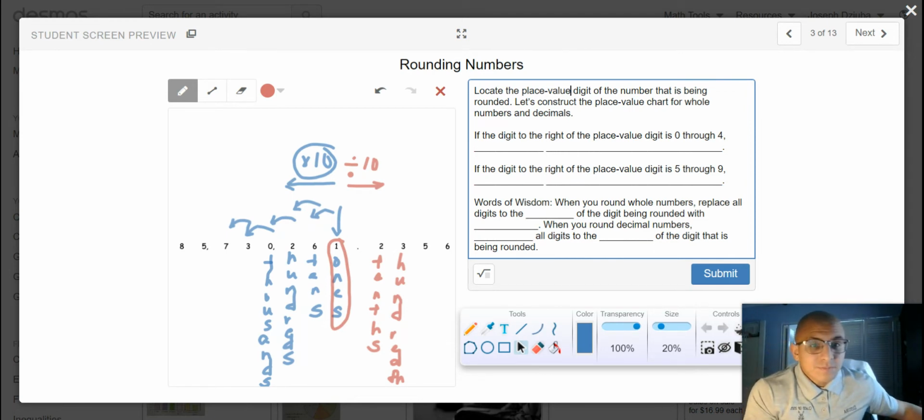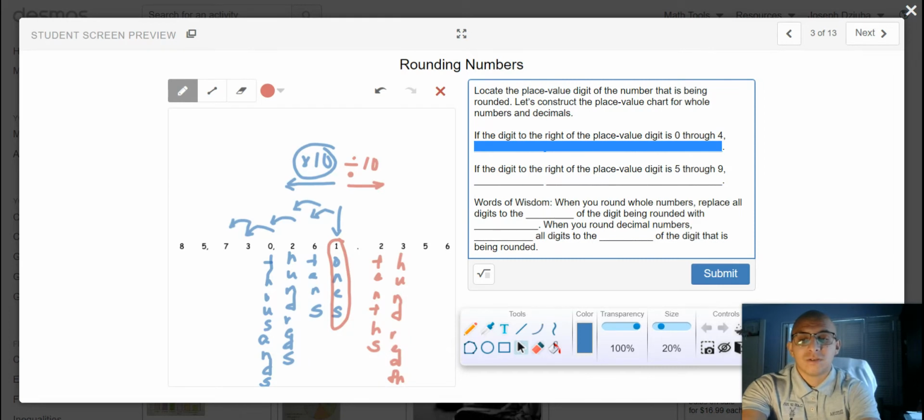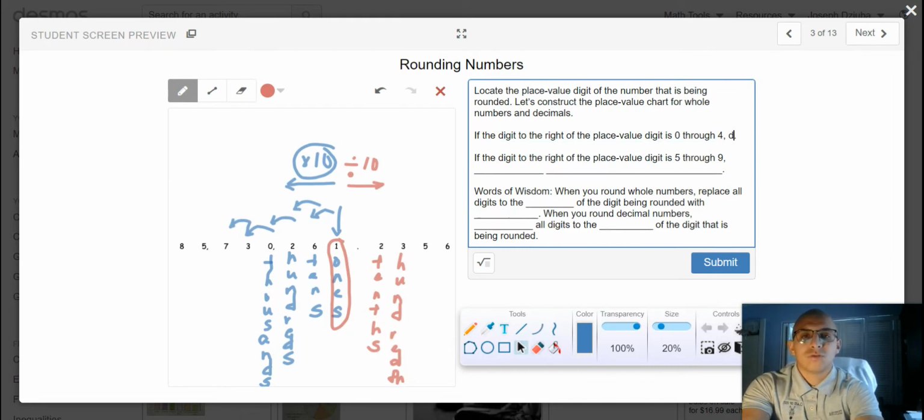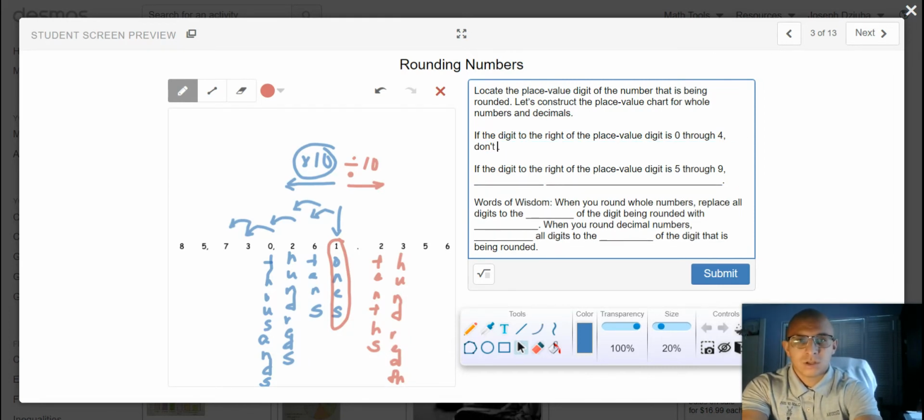When we're rounding, if we were to identify the digit to the right of the place value is 0 through 4, don't change the place value digit. So don't change the place value digit.